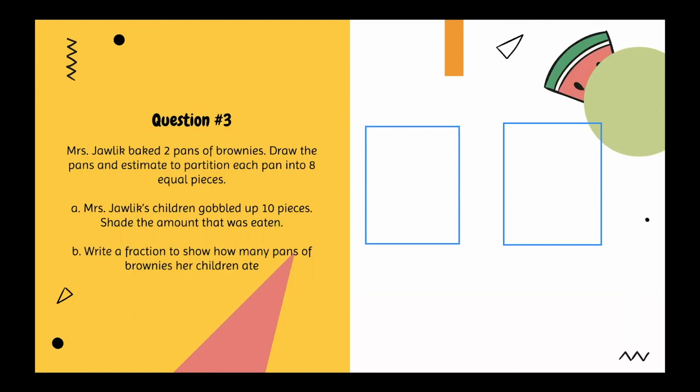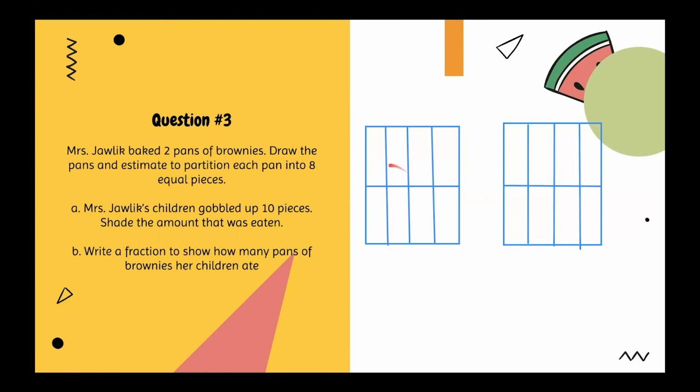So the way I'm going to do it, I'm going to make a line straight down the middle, and that gives me 2 pieces in each pan, but remember we need 8. I'm going to make another line horizontal, that gives me 4 in each pan, and then I'm going to make one going down, and now I have 8 pieces, and we can double check that just for you guys. Here I have 1, 2, 3, 4, 5, 6, 7, 8. So we are golden.